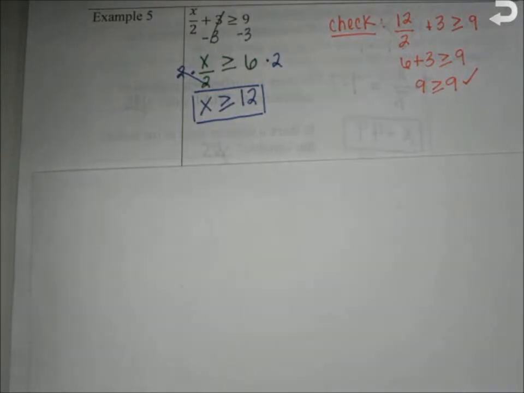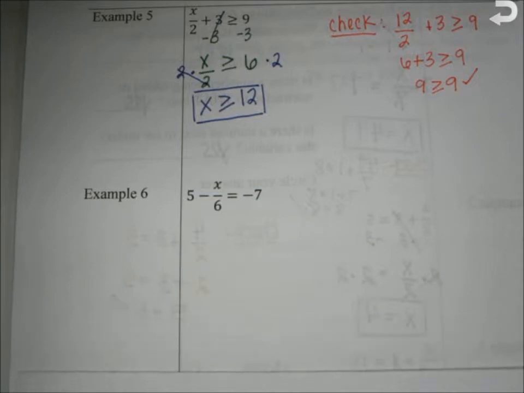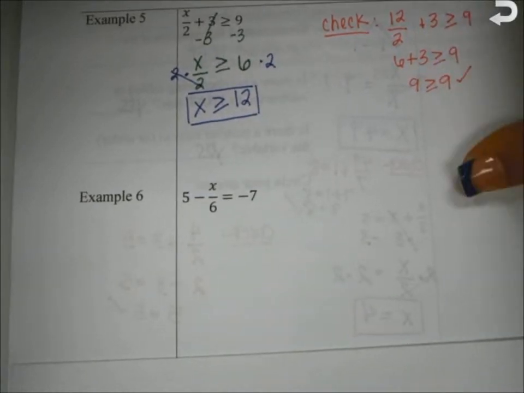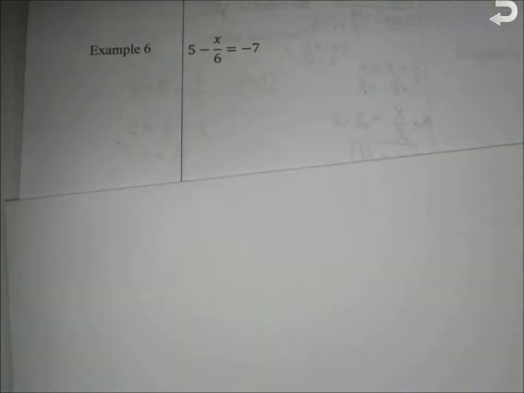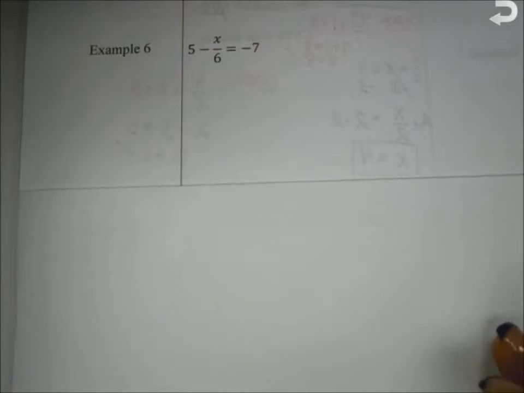So, example 6. 5 minus x over 6 equals negative 7. Will you please try this one on your own as well? Okay, my first volunteer. Seat 20. What's my first step? I have to add 5 to both sides. Is that correct? Does everybody agree with that?